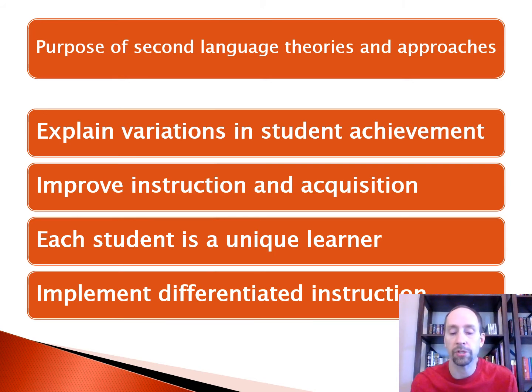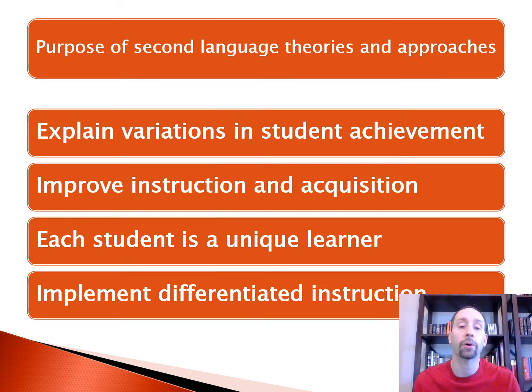So if I take a group of students, have them in the same classroom, and have them go through the same unit, and then at the end give them a test, some students might not do very well. Some students might get a C, some might get an A on the test. So why is that? They all had the same experience. Well, second language acquisition theories help to explain that, and then also help us to improve our instruction and the acquisition of a second language for students.